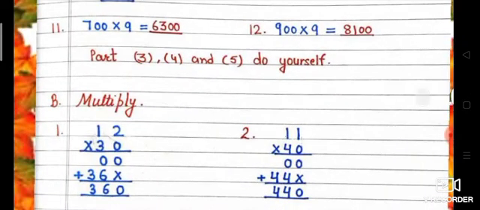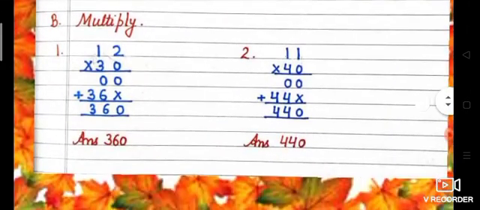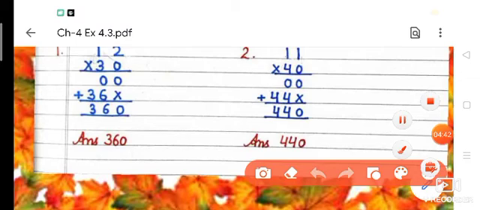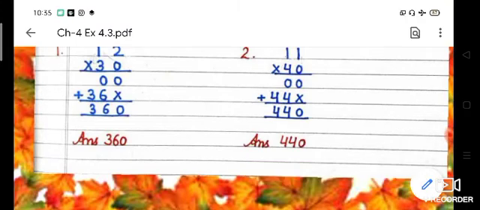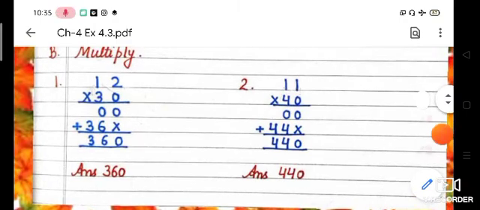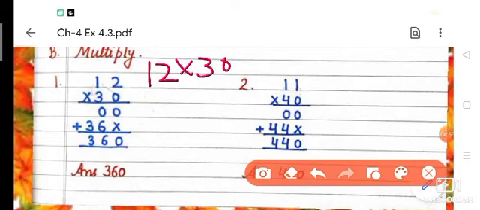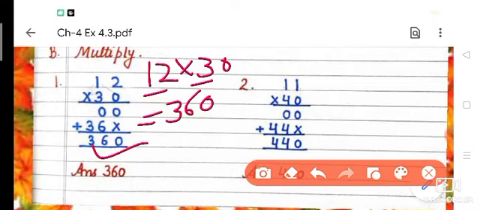So come to the second part, multiply. How are we multiplying with zeros? Directly also you can understand this. Suppose the first question is, see the first part, 12 multiply 30. If it is given like this, how do we do it? 12 threes are 36 and 0 will come here. So the answer will be 360.